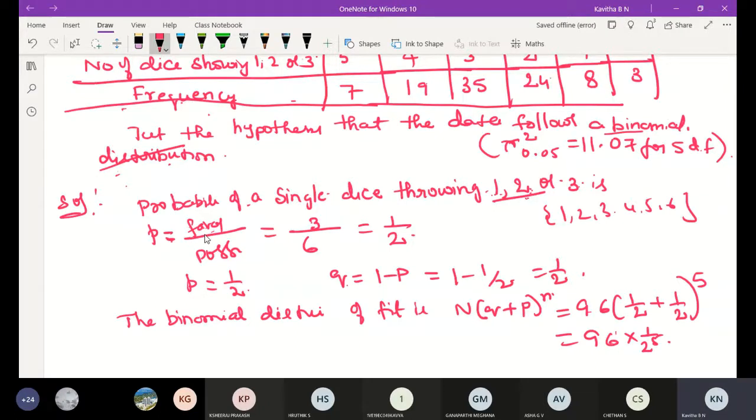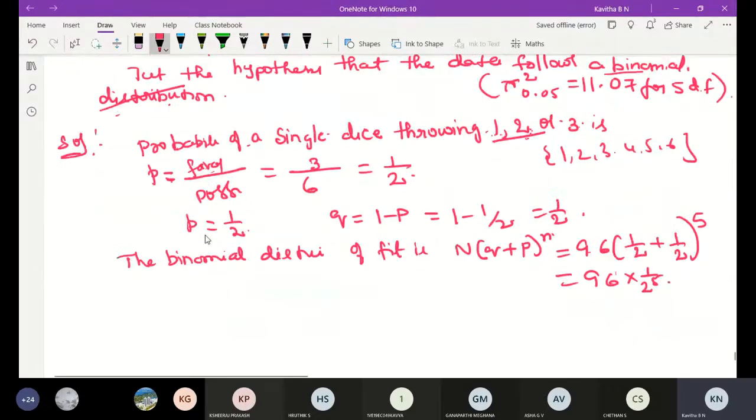Then the theoretical frequency is here: nCx p to the power of x, q to the power of n minus x. Okay, here n is 5.